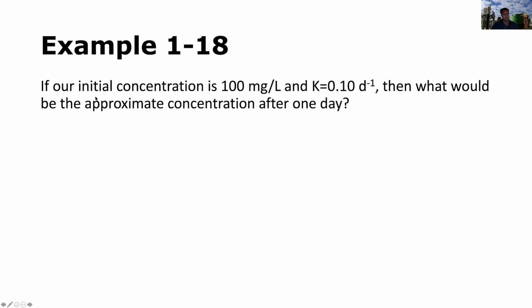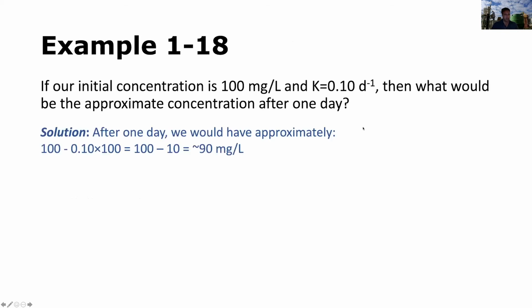As you can see in this example, if our initial concentration is 100 milligrams per liter and the k value is equal to 0.1 days to the negative 1, then what would the concentration be after 1 day? Using this rule of thumb, if approximately 10% of that initial concentration is decaying each day, then on the first day, we would have 10 milligrams per liter being removed from this system. So the amount remaining after 1 day would be equal to 100 minus 10 equals 90 milligrams per liter.